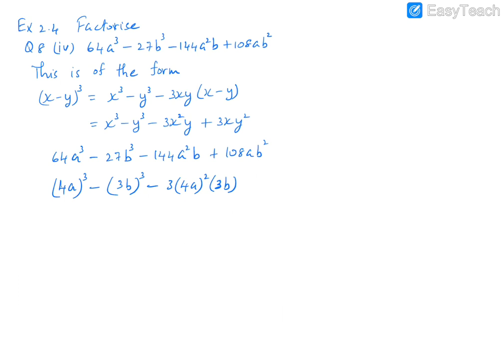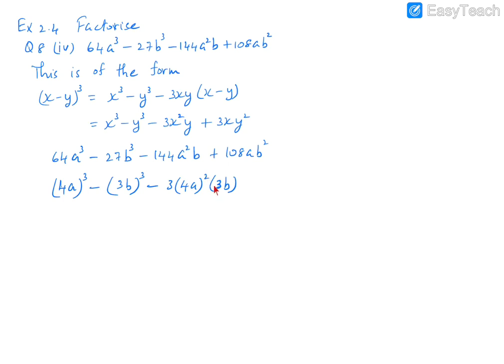So now when we expand this, let's see whether we get the same 144 minus 144 a square b. So 4a the whole square will be 16a square, and 16 into 3 is 48, and 48 into 3 is 144. Okay, clearly we get the same answer.